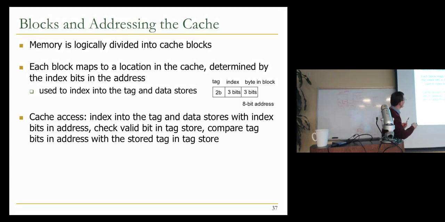Well, this basically says the same thing. How do you actually do a cache access? You index into the tag and data stores with the index bits in the address. And these index bits happen to come from these bits over here.